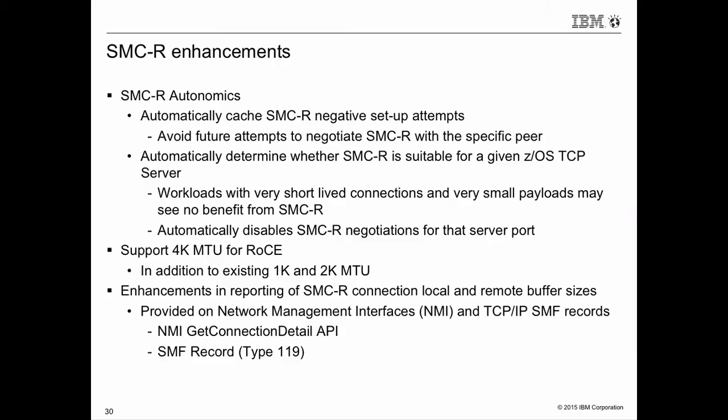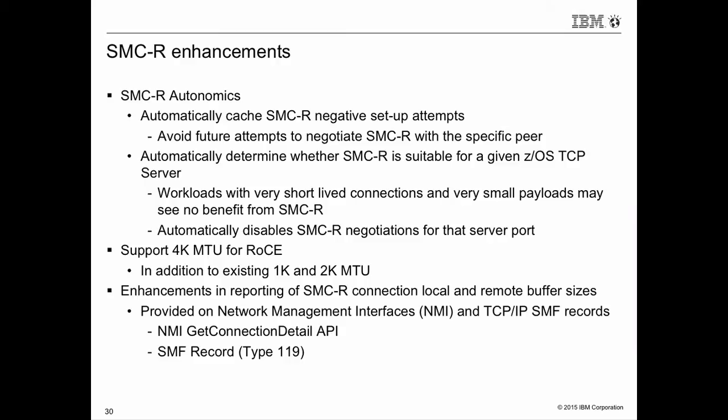So the first one is automatically being able to cache SMC negative setup attempts. The idea there is, let's say you enabled SMC-R across two hosts, but there is an issue with the connectivity from an RDMA perspective, where we don't really have an RDMA connectivity path across the two hosts. In that scenario, we may think we're directly connected, we may be attempting to establish an RDMA relationship all the time, but failing on every connection.